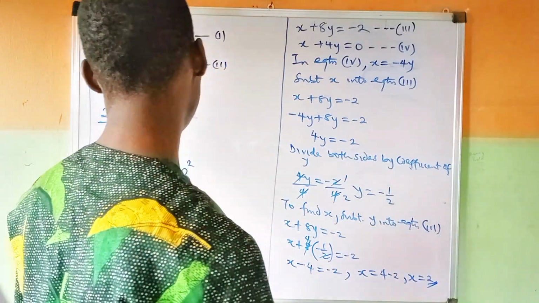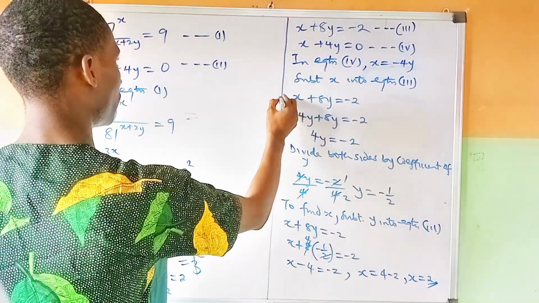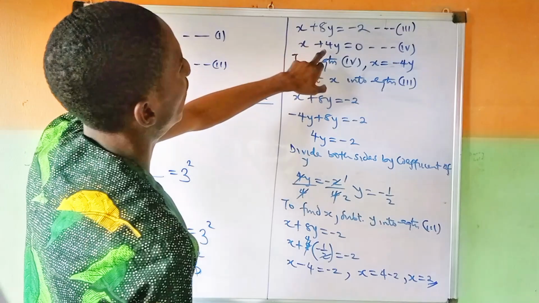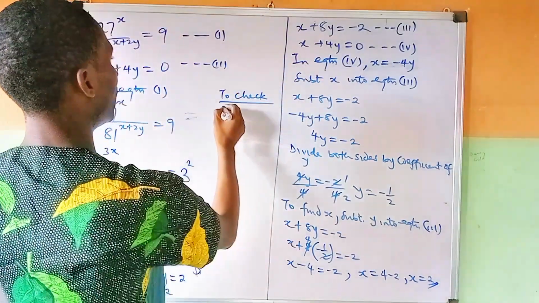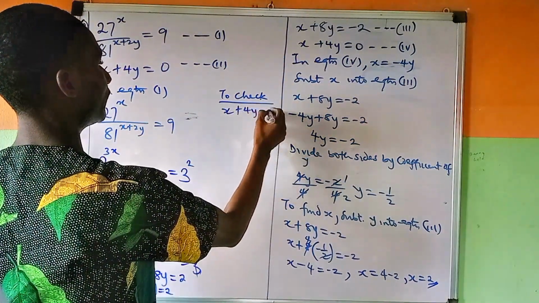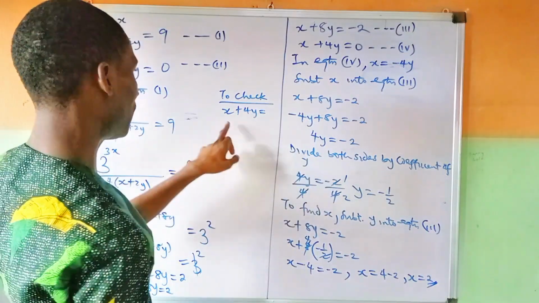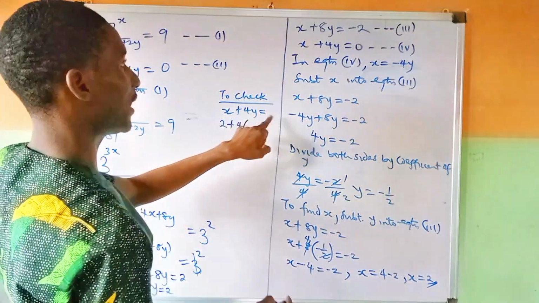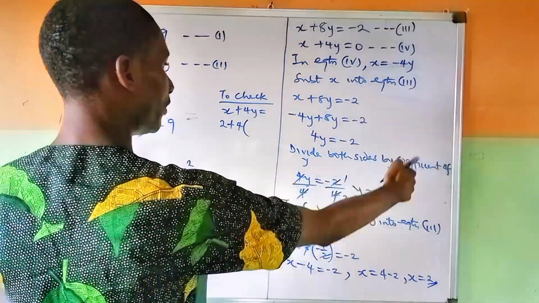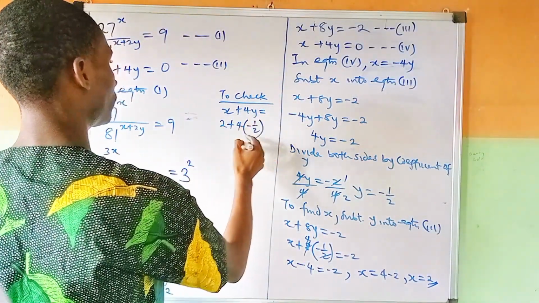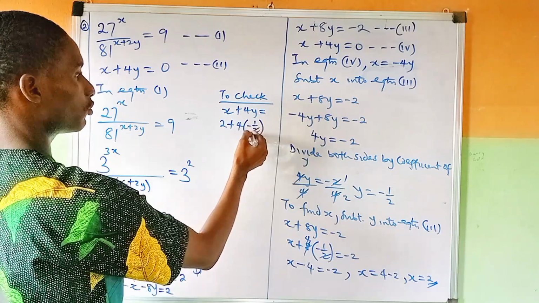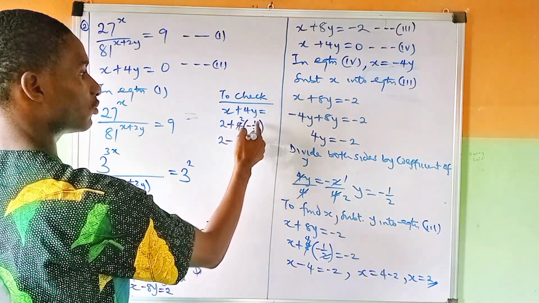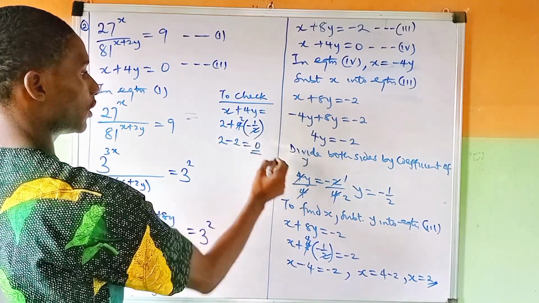Let us check if that answer is correct. So check. We want to check using equation 4. Let's see if our x plus 4y will give us 0. Our x is what? 2. 2 plus 4 into bracket, what is our y? y is minus half. Minus half times 4 means 2 cancels 4, that is 2. Plus times minus is minus, 2 times 1 is 2. 2 minus 2 is 0.